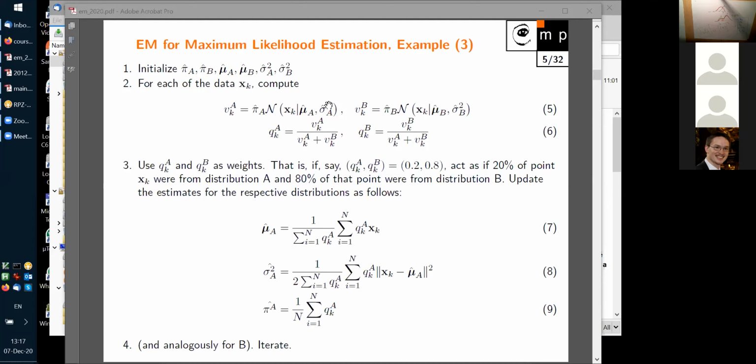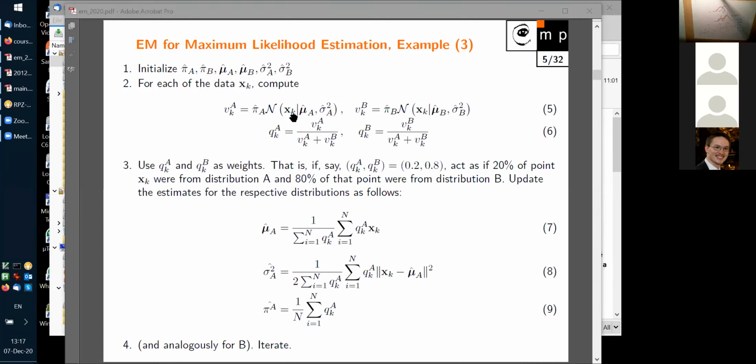Take the current estimates of all the variables defining the model that generates the data. Calculate the posterior probability for data point k to belong to A and B. Use these as a relevance vector, and when you update mu A, sigma A and pi A, use the point x weighted with this factor, which says xk contributes to cluster K with a weight equal to the probability that it was generated from the cluster K given the current estimate.